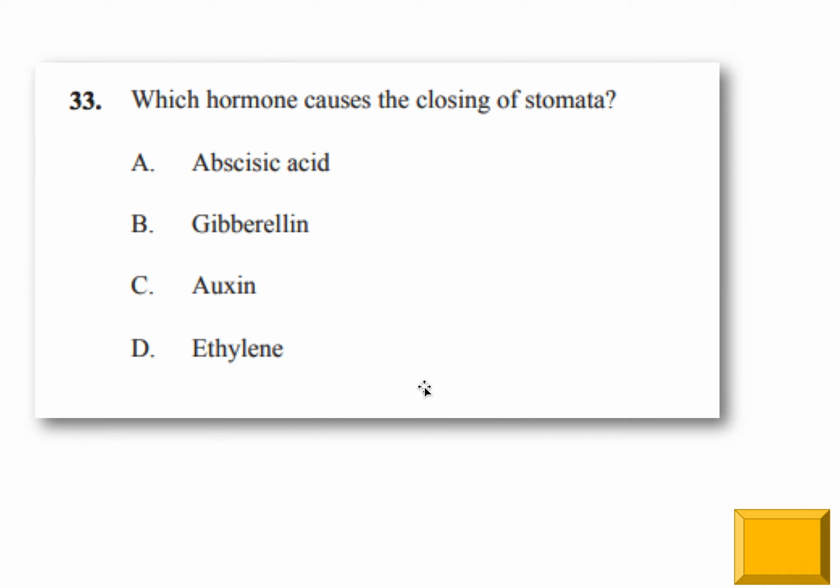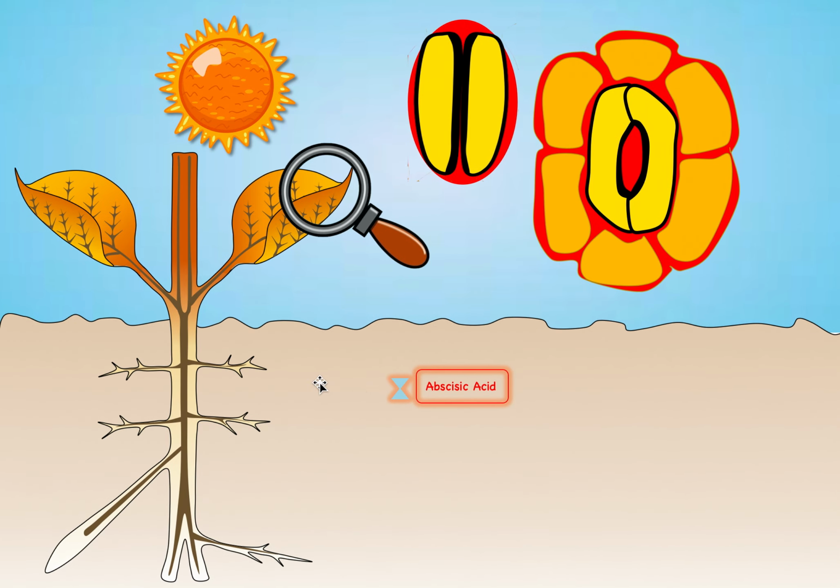Which hormone causes the closing of stomata? So maybe if you've seen part 1 and 2 of this video already, you would see this question comes up so much. And here's another example. So we know that the xylem brings up water and minerals to the top of the plant. Now, eventually, some of this water will be used by the cells to survive, and some of it will be sweated out, right? We call that transpiration.